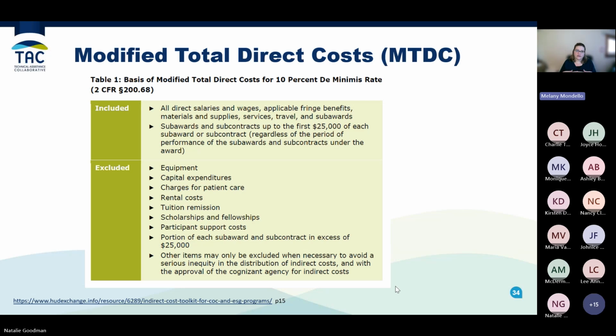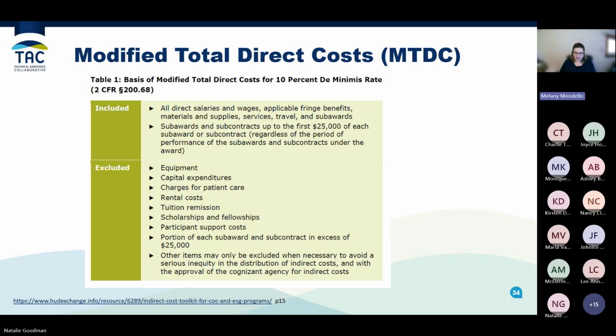What are the direct costs? Here we get back to some excerpts from that really good indirect cost toolkit that HUD put out. So the modified total direct costs isn't everything that you bill to the HUD grant, but what's included in it are the salaries, which is why it's so important to do the time tracking, right? You have to do time tracking to know which salaries go to which project. Any fringe, travel, things that go there. If you have subawards or subcontractors, it's up to the first $25,000 of each subaward or subcontract.